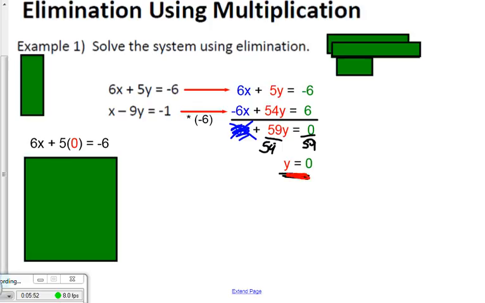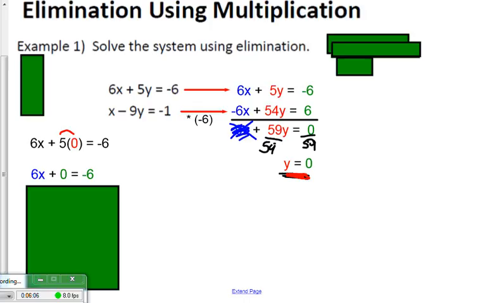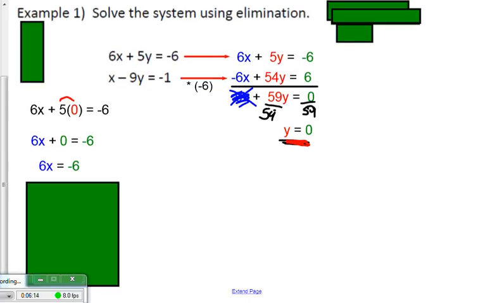So 6x plus 5 times 0 equals negative 6. Now remember, this means I'm multiplying 5 times 0, which is going to be 0. So we've changed it now to 6x plus 0 equals negative 6. Simplifying that more, I can get rid of that 0. Adding 0 doesn't really change anything. So now it's 6x equals negative 6.